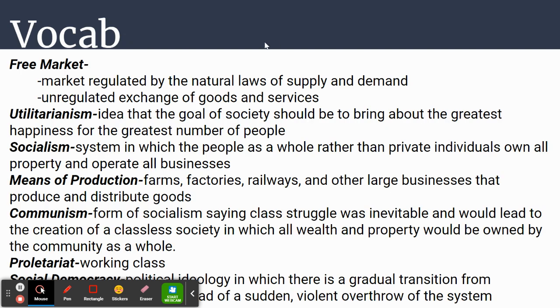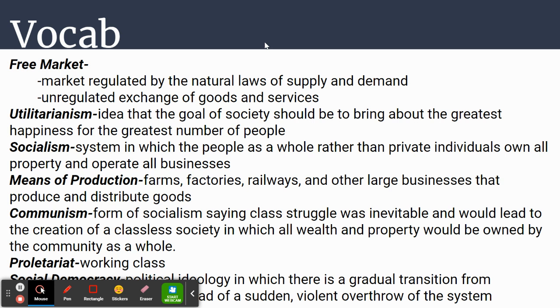So vocab that you have to understand first is the free market. This is going to relate to capitalism a lot. The free market is just the natural laws of supply and demand. If there is a good that people want, somebody will supply that good. It is unregulated in the free market. You are the one that decides how much you want to charge. You are the one that decides where your business is going to be, and you are going to be the one that decides what your business will sell.